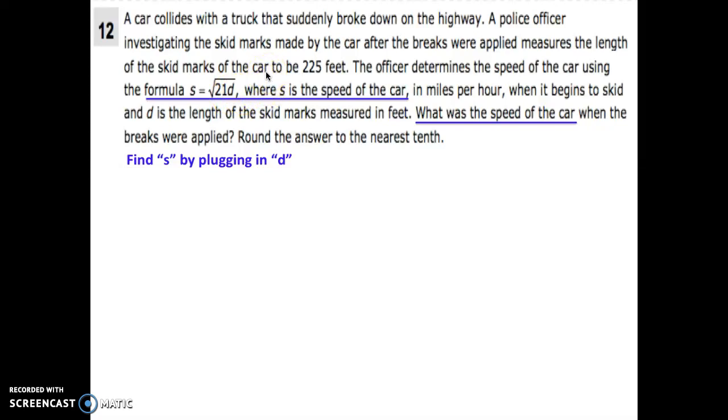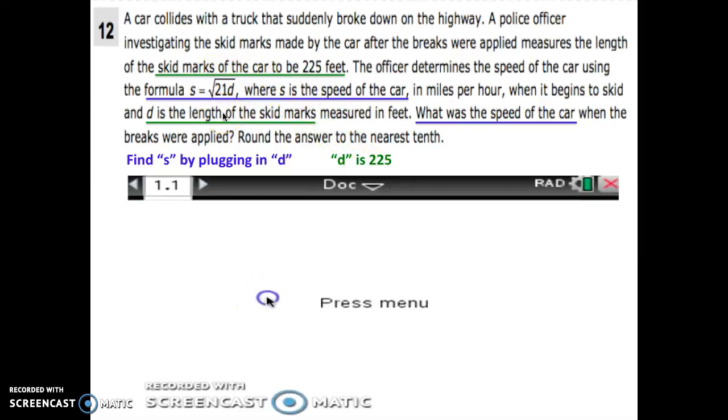So we need to know what D is. D is the length of the skid marks. So we have to look for skid marks. The skid marks of the car are 225 feet. So we know that D is 225 feet. Now we have everything that we need. We have the equation, S equals square root of 21D. I'm going to replace the letter D with 225, and when I type this part of the equation into my calculator, I will get my answer.